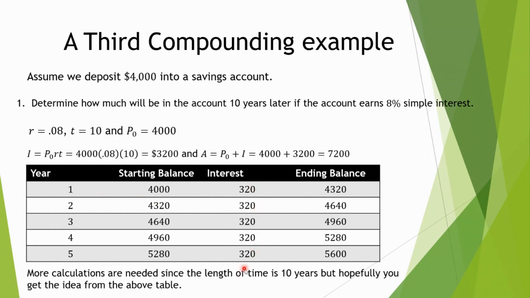So the ending balance becomes our new starting balance. We add on the interest, new ending balance. It becomes the new starting balance, add on the interest, and keep going. Okay? If you want to do this for 10 years, you would have to do, looks like, 5 more rows. But we don't have to, with the formulas' help.